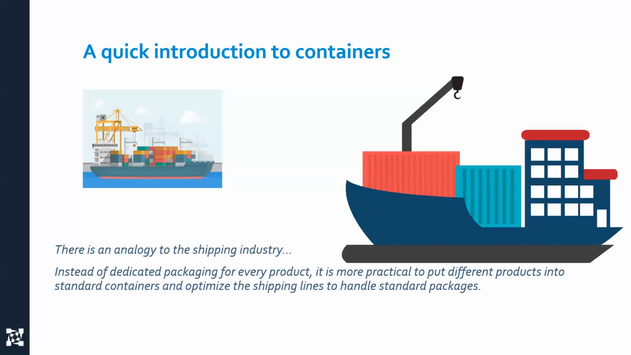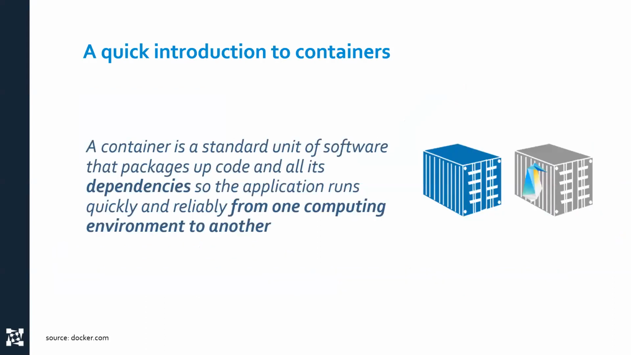So to start, with software containers, there is an analogy to the shipping industry, where instead of dedicated packaging and handling for all possible goods that are transported all over the globe, transport lines were optimized to operate with very well defined and fixed size of containers, which is, by the way, regulated by the ISO standard. And this way, products can be handled anywhere in the world. Ships, trucks, and wagons are all designed to work with this standard size of containers. And this versatility is a tremendous value.